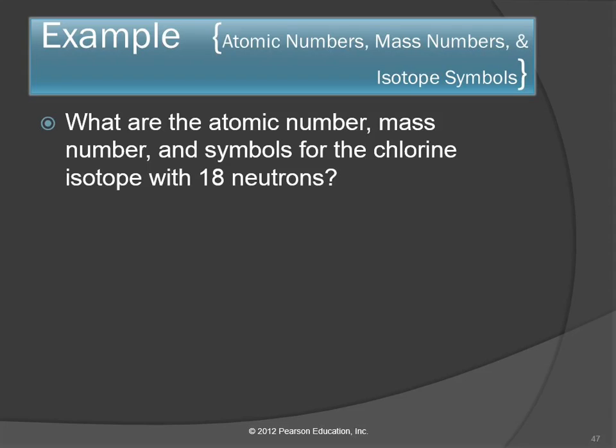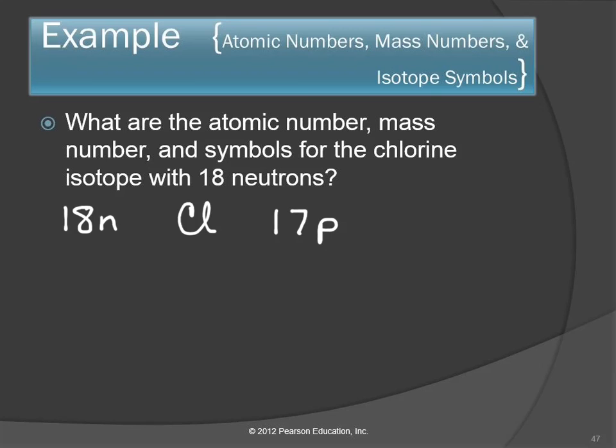So let's do an example here. It's asking for the atomic number, the mass number, and symbols for the chlorine isotope that has 18 neutrons. Well, let's write some stuff down. So they're saying there's 18 neutrons. I'm just calling them N. N is a symbol for neutron. 18 neutrons. This is chlorine. How many protons does a chlorine atom have? 17 from the periodic table. So it's got 17 protons.